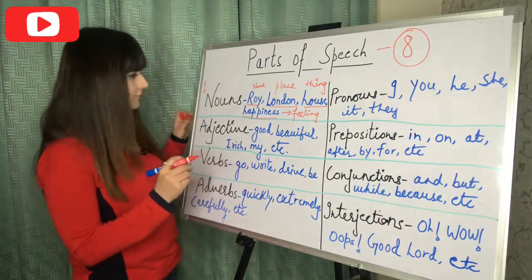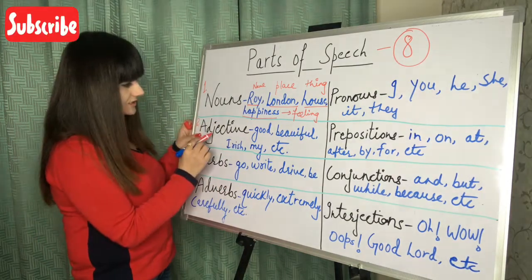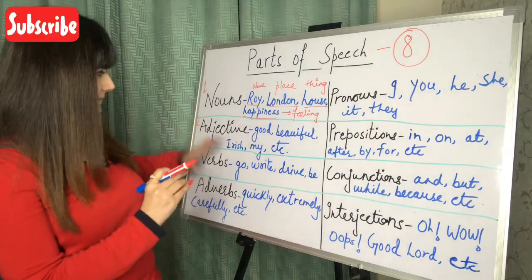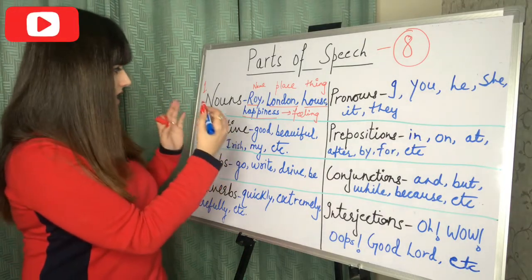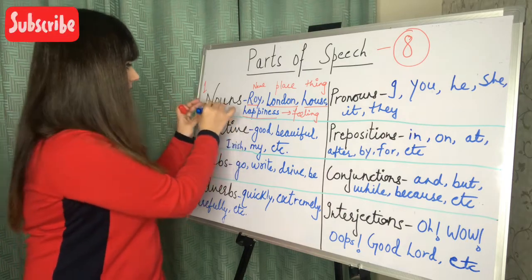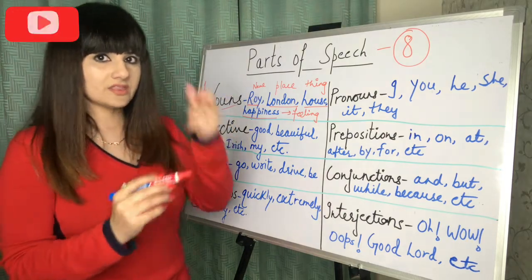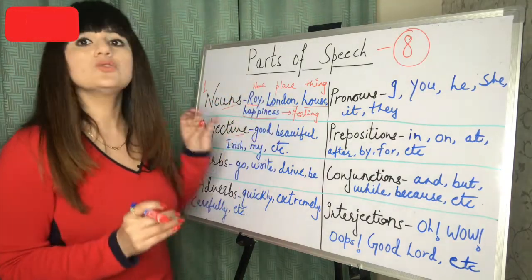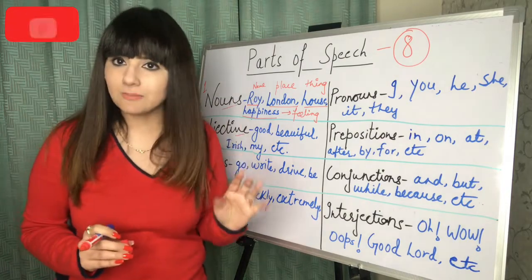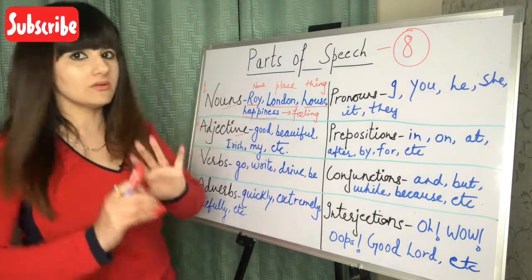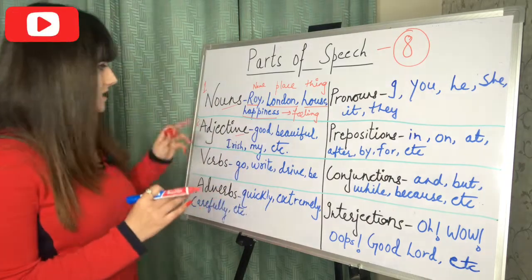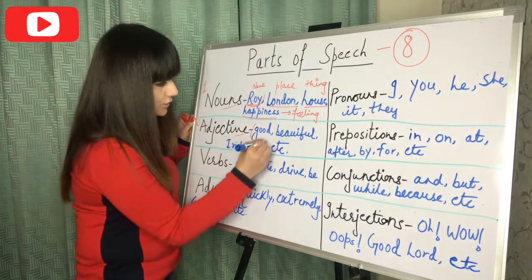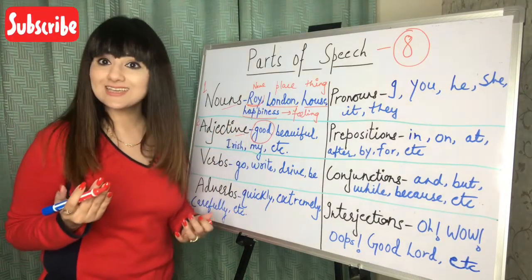Moving forward. Next we have adjective. It's very simple. The word that describes a noun is called an adjective. What is the use of it? It describes or modifies a noun. Very simple thing. So now what am I describing here? Roy is a good boy. That's a quality.